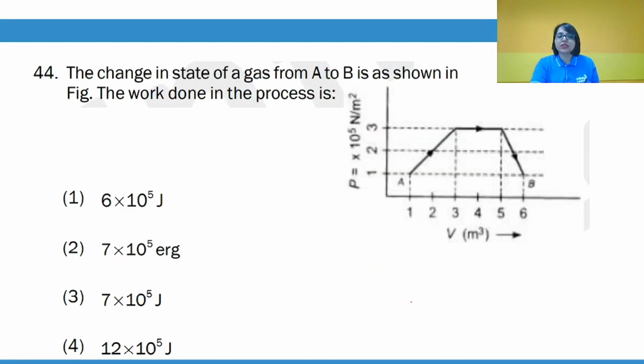Question number 44. The change in state of gas from A to B as shown in the figure, the work done in this process is. So work done is equal to area under this PV diagram. So after calculating the area, you'll get your work done as 12 into 10 power 5 joule, which is option 4.